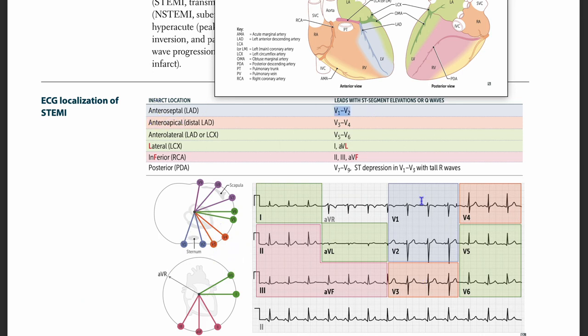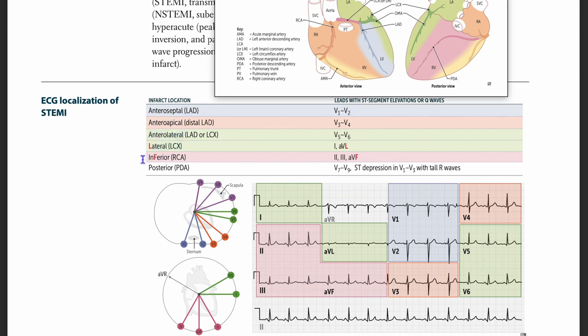Then V1 and V2, right there and there. Left anterior descending artery, anteroseptal. So V1 is on the right side of the sternum and V2 is on the left side of the sternum. So anterior side and the septal sides. Okay, so again, this is left anterior descending artery. So left anterior descending artery supplying the anteroseptal, anteroapical, anterolateral, and lateral.